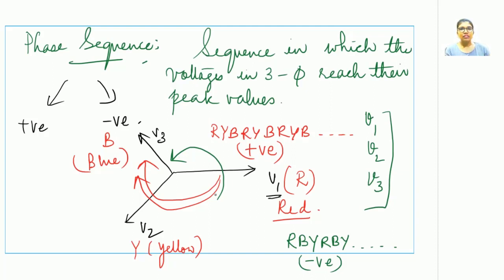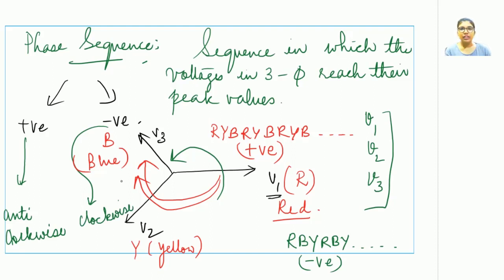So this traversing has something to do with the rotation of the machine. If the machine is rotating in the anti-clockwise direction, then it will generate a positive sequence. And likewise, if the machine is rotating in the clockwise direction, then it will generate a negative sequence. Positive sequence is the most widely used sequence.